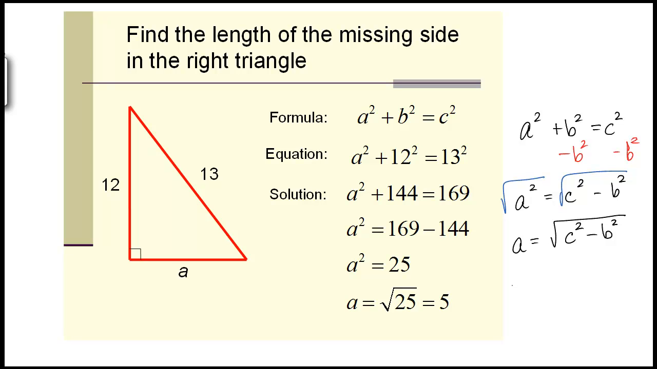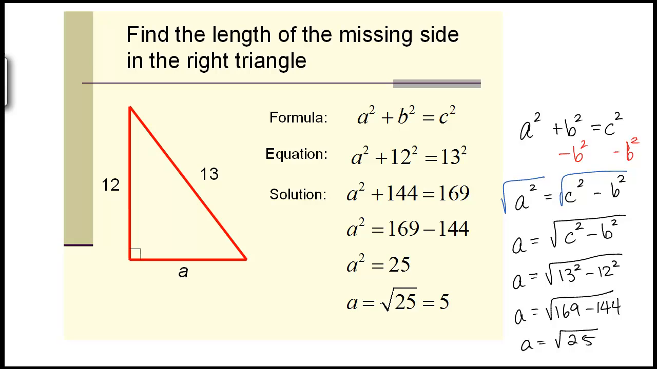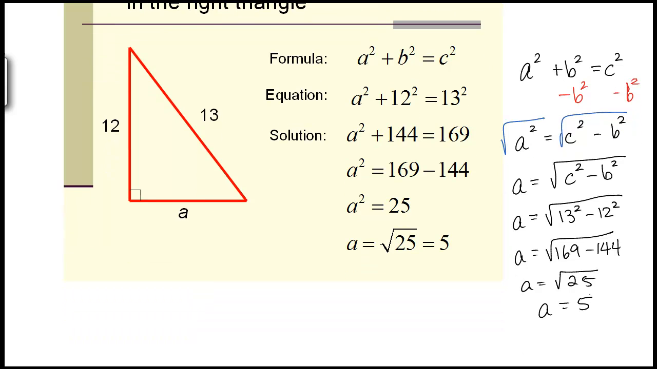If you are going to use this method, make sure you do the parts underneath first before you take care of the square root. So that gives me a is equal to the square root of 13 squared, which is 169, minus 144. And that would give me the square root of 25, which is 5.